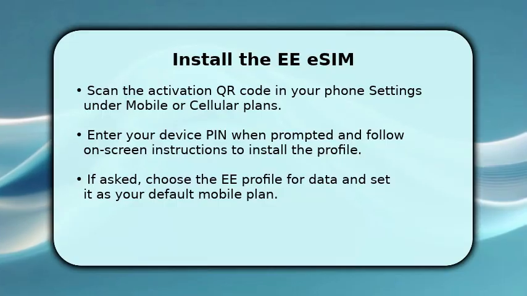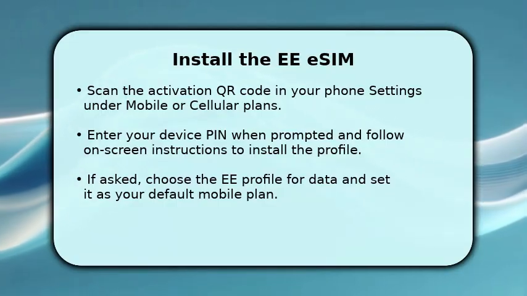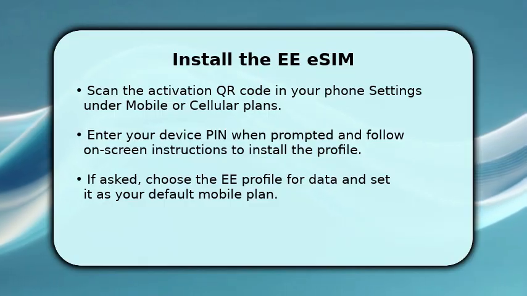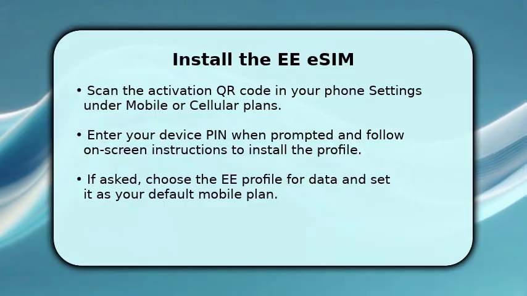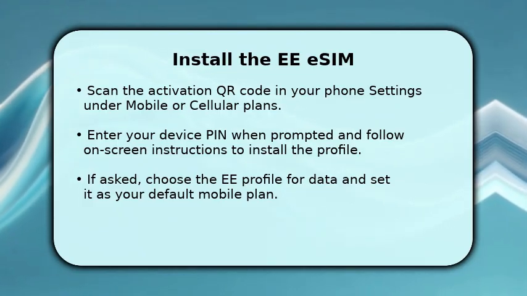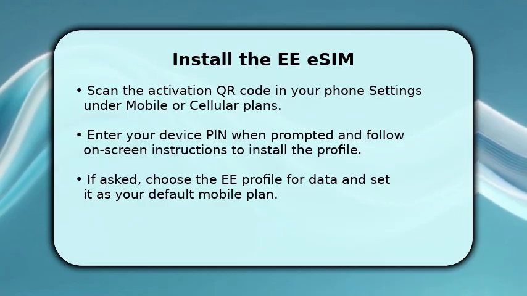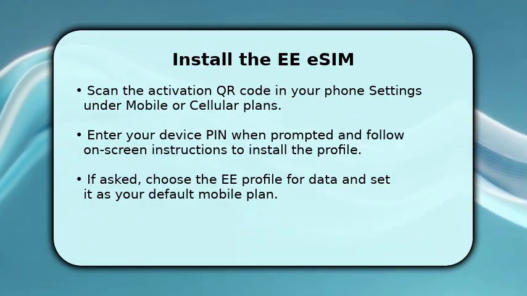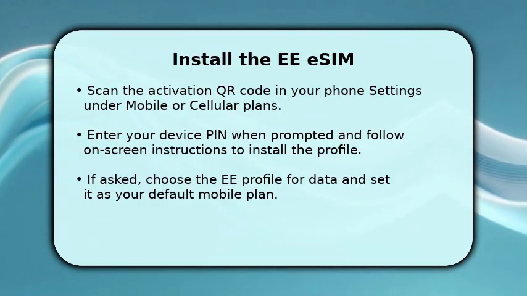Open Settings on your phone and go to Mobile or Cellular Plans to add a new plan. Choose to add a cellular plan and scan the EE activation QR code provided in the app or email. Enter your device PIN when prompted and follow the on-screen installation steps to download the eSIM profile.